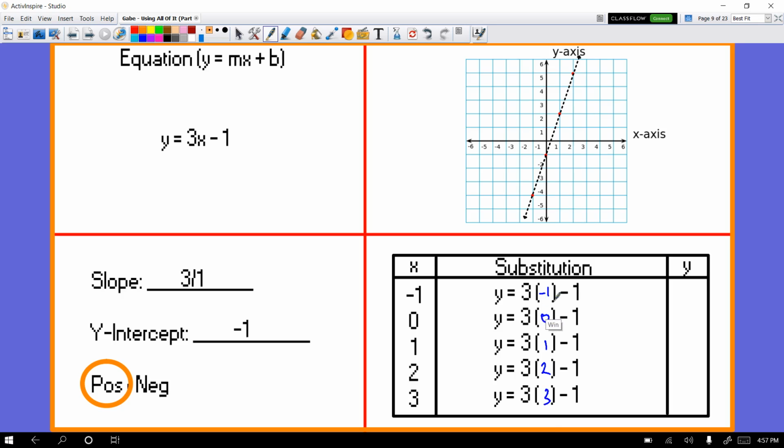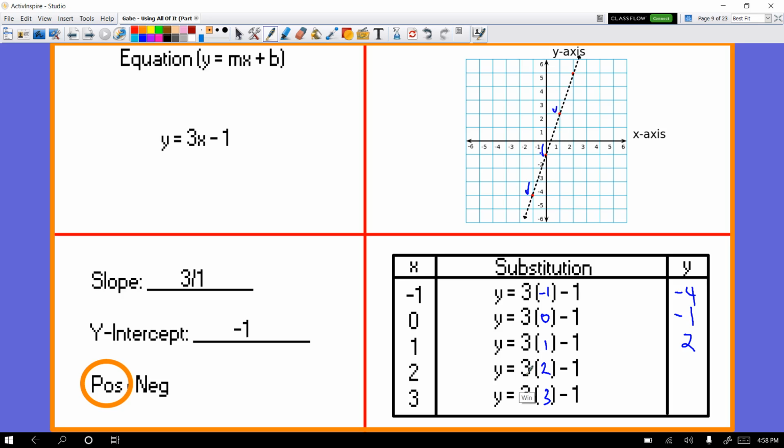3 times -1 is -3. -3 minus 1 is -4. You should be able to check at -1, you have -4. Check. And that is another way. You go -1, -4, and you plot the point, and you're already making your line. 3 times 0, and this is where our y-intercept would be, because when x is 0, that's how we know where the line's going to be. So 3 times 0 is 0, minus 1, -1. 0, -1. Check. 3 times 1 is 3, minus 1 is 2. So 1, 2, over 1, up 2.